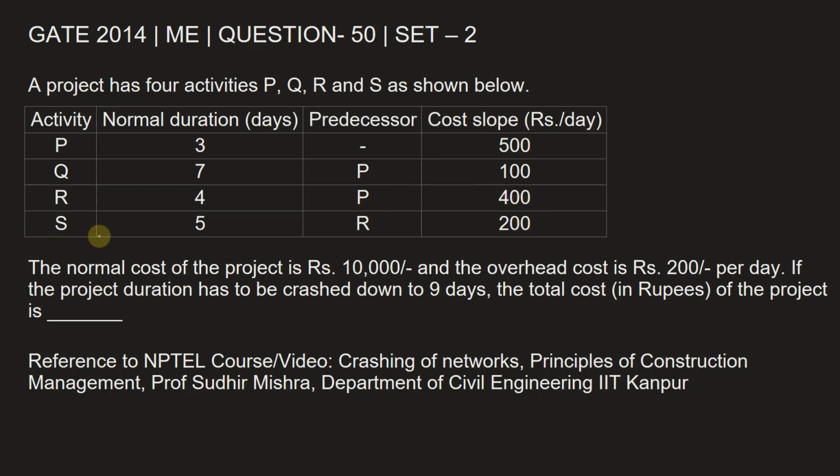And activity S has normal duration 5 days and its predecessor is activity R, cost slope is 200 rupees per day. The normal cost of the project is 10,000 rupees and the overhead cost is 200 rupees per day. If the project duration has to be crashed down to 9 days, the total cost in rupees of the project is dash. Let's see how this will be solved.